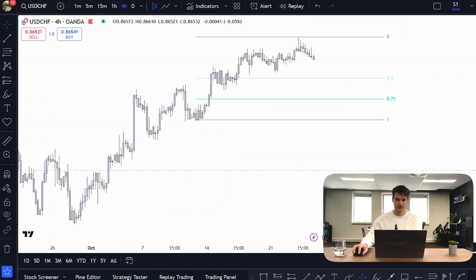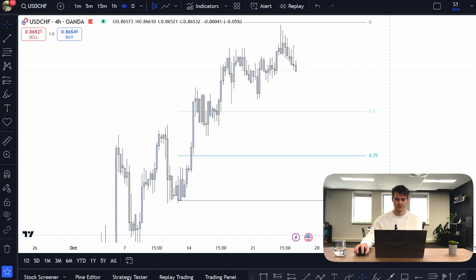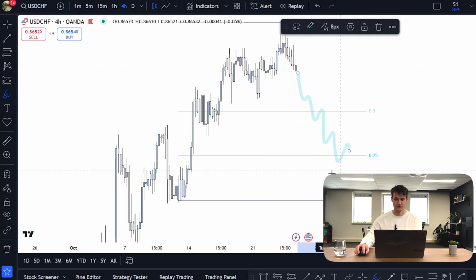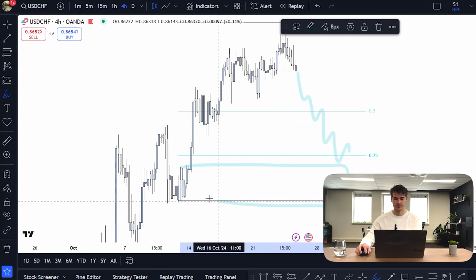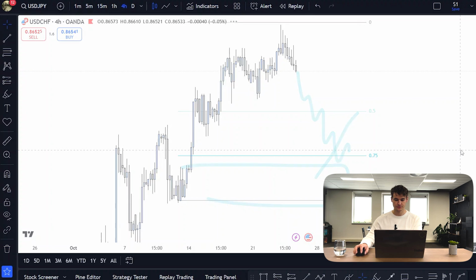Then there's USD CHF. I'm still waiting on a trade on this pair, so I'm looking to take a long off of that demand zone. Once again, if you're a day trader, look for shorts back into that demand zone. Once we tap that demand zone, I'm going to be looking for longs.